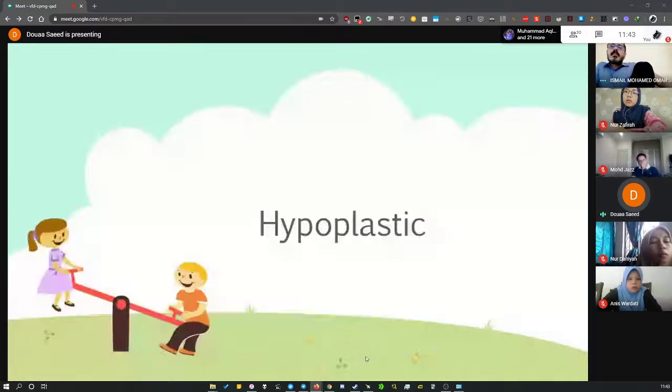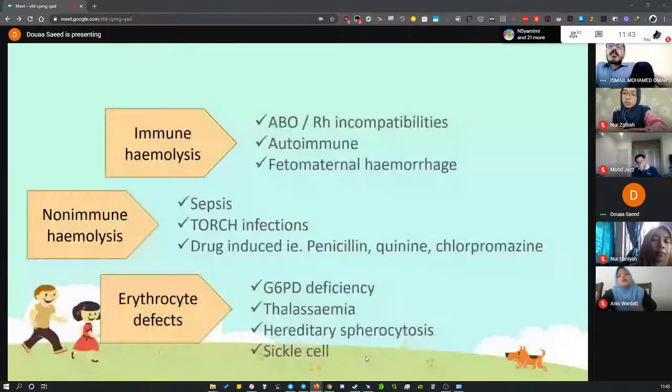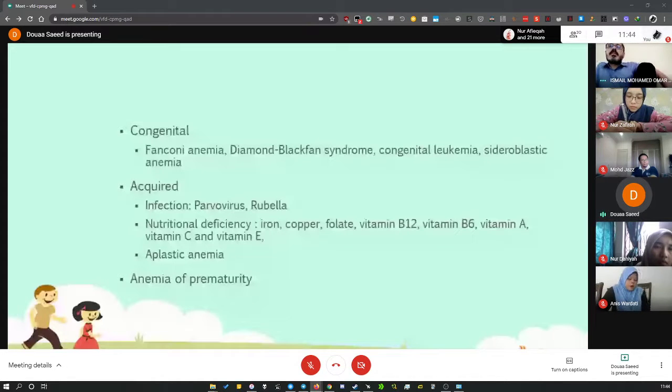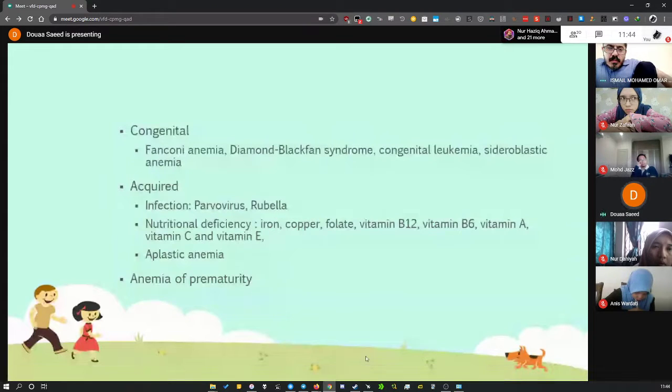So we will move on to hypoplastic causes. Hypoplastic causes can be congenital or acquired. In congenital, we can have Fanconi anemia and Diamond Blackfan anemia. These both affect the bone marrow, whereby there will be less production of red blood cells within the bone marrow. In one of them, I think it's Diamond Blackfan syndrome, there will be fewer reticulocytes within the peripheral blood film as well. For congenital, we can also consider congenital leukemia or sideroblastic anemia.